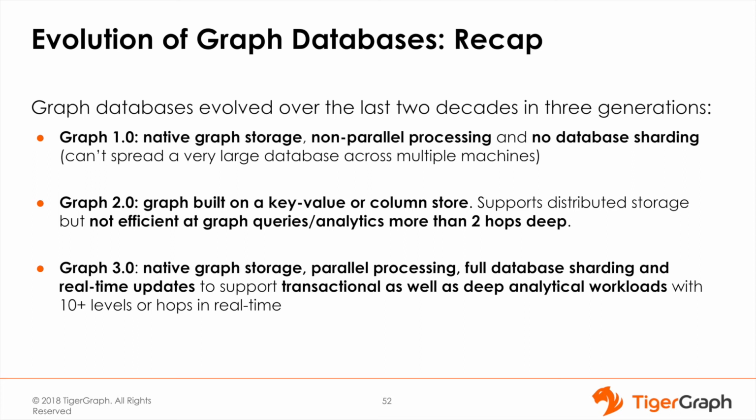Graph 2.0 is characterized by a graph built on top of a key value or column store. It supports distributed storage but is not efficient at graph queries or analytics more than 2 hops deep. Graph 3.0 is the latest development, featuring native graph storage, parallel processing, full database sharding, and real-time updates to support transactional as well as deep analytical workloads with 10 plus levels or hops in real time.